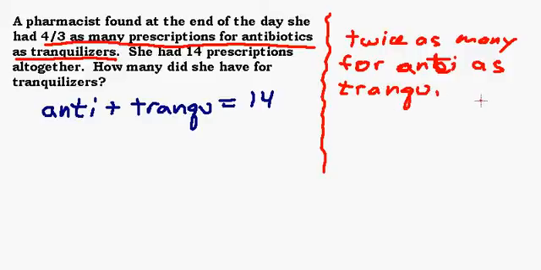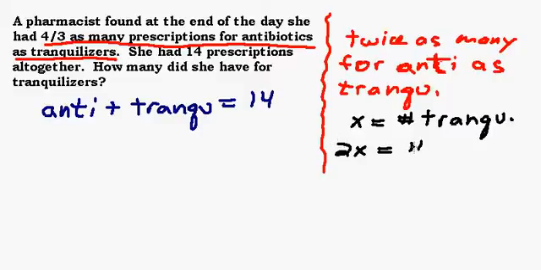If she had twice as many prescriptions for antibiotics as tranquilizers, that would mean she would have 2 times as many antibiotics as tranquilizers. So let's let the number of tranquilizers be X. X equals the number of prescriptions for tranquilizers. In this case, if she had twice as many prescriptions for antibiotics, then the antibiotics would be 2x.